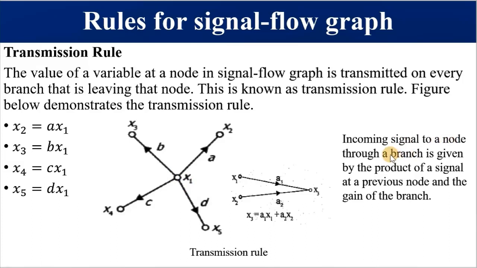The incoming signal to a node through a branch, so the incoming signal to x5, the incoming signal to x3, is given by the product of a signal variable at a previous node, this is the previous node, this is the previous node, and the gain of the branch. For example, this x3 is equal to a1x1 plus a2x2. This says it all. The incoming signal to a node through a branch is given by the product of a signal at a previous node, in this case x1, and the gain of that branch, which is a1.